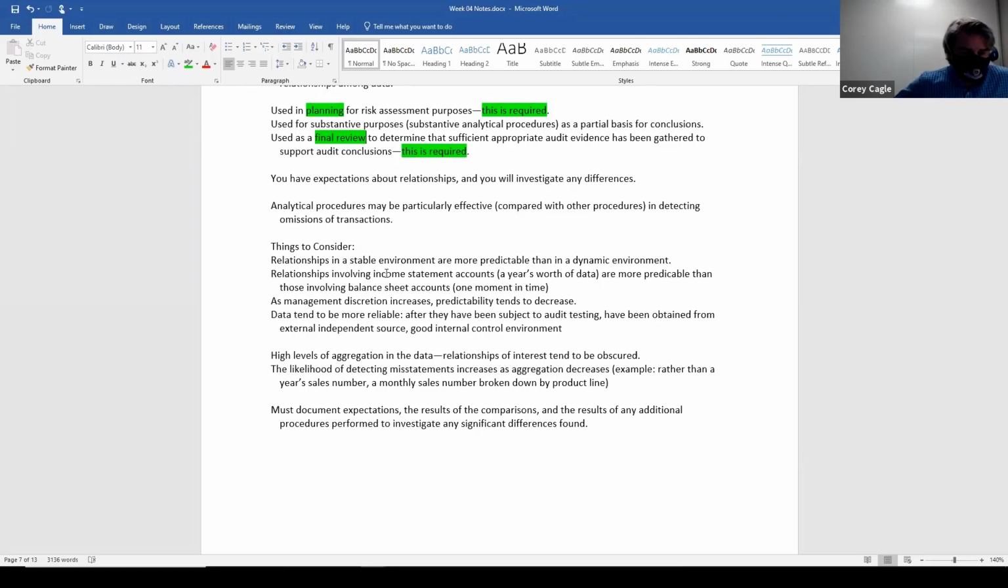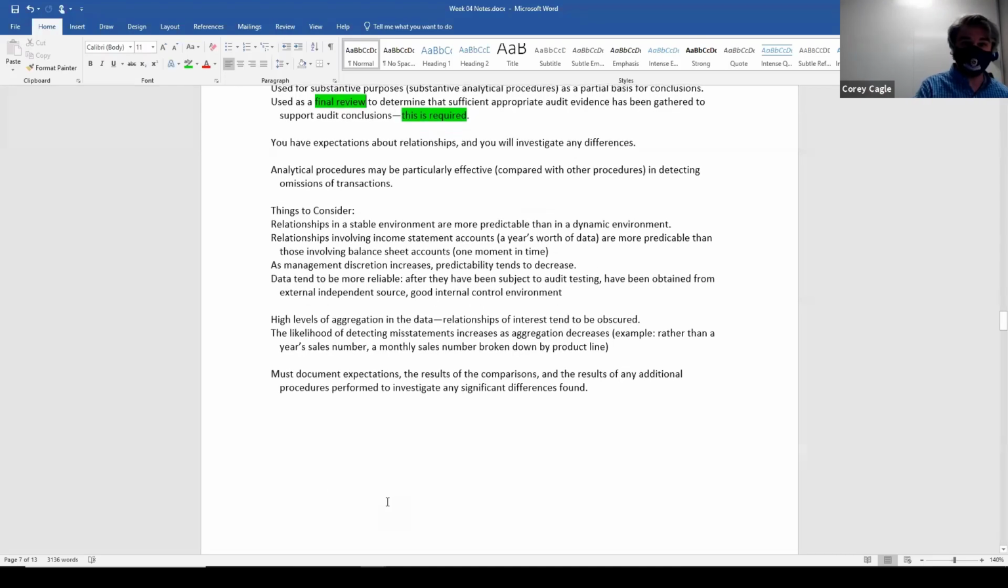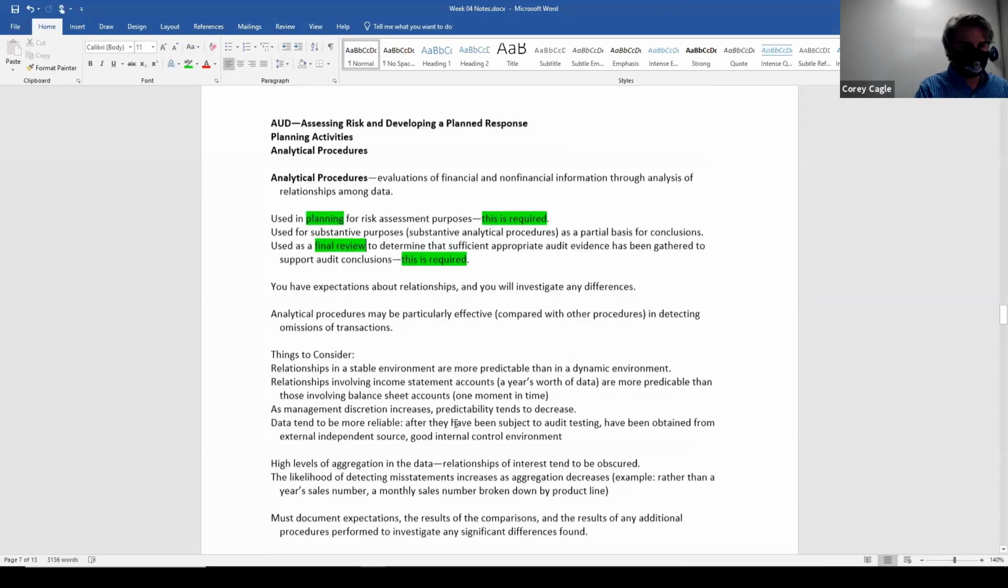There you go. The rest of this is just kind of there. You must document what your expectations are. You must document the results of your comparisons, and you must document the results of any follow-up. Document everything, that's our rule of thumb on documentation, right? If you do it, document it. Why not? So there you go.